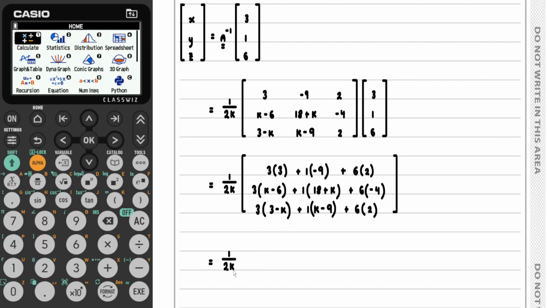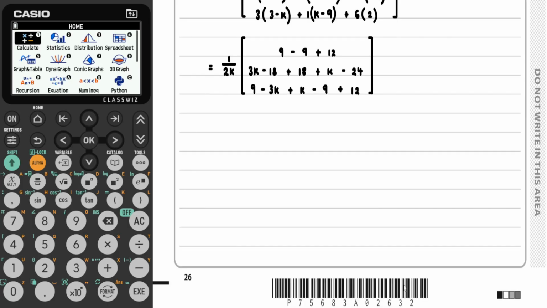So I've got 1 over 2k times, well, here I would have 9 subtract 9 plus 12. Here I would have 3k subtract 18 plus 18 plus k subtract 24, and 9 subtract 3k plus k subtract 9 plus 12. So I've got 1 over 2k times 12, 4k subtract 24, 12 subtract 2k.